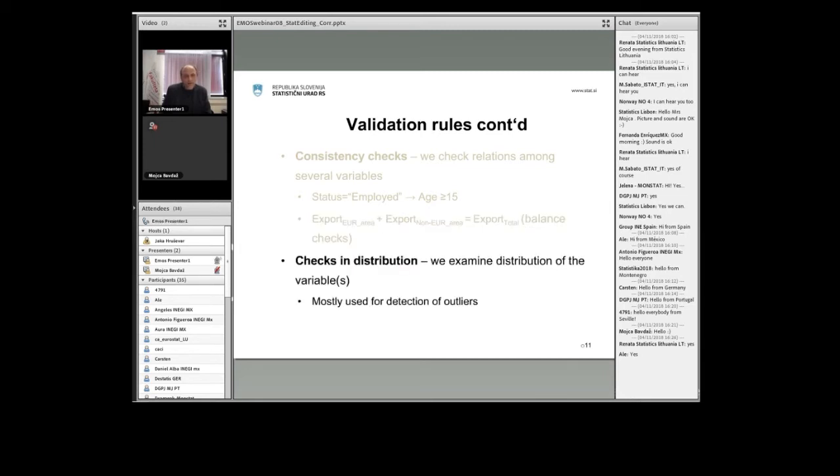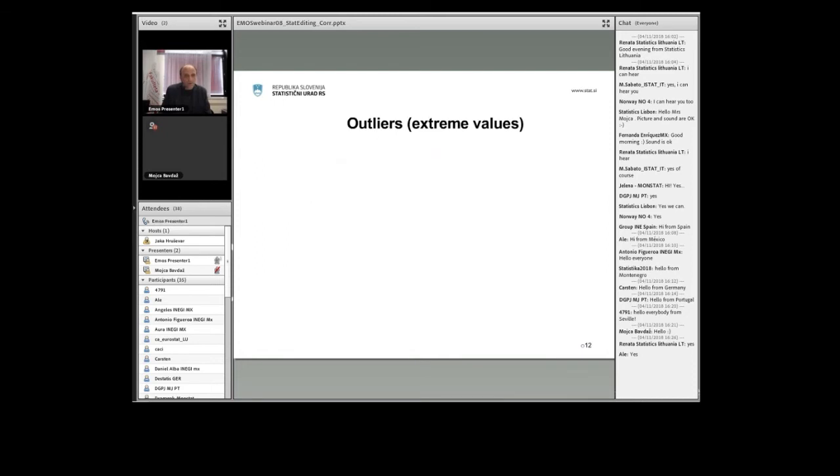And the last group, I would name checks in distribution. Here we are not dealing anymore with just one record, but we are examining the distribution of the variables. This is similar to what I was talking about before in macroediting. So we are investigating the distribution of all the units, and this, as I said, is mostly used to detect outliers in the data. Okay. Perhaps some quick words about outliers. Outliers are sometimes also referred to as extreme values.